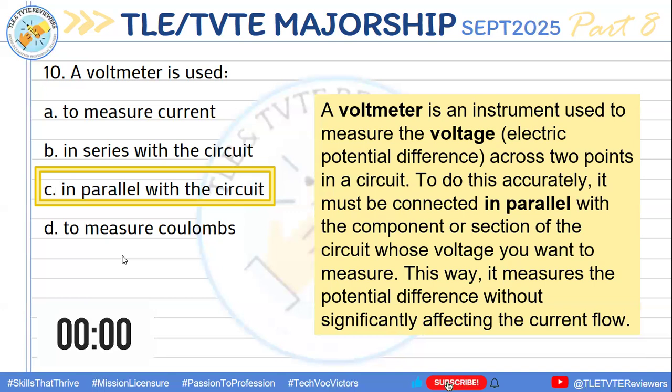And letter D, to measure coulombs. This is incorrect because coulombs are units of electric charge. A coulomb meter or electrometer might measure charge, but a voltmeter measures voltage, not charge. So answer letter C, in parallel with the circuit.